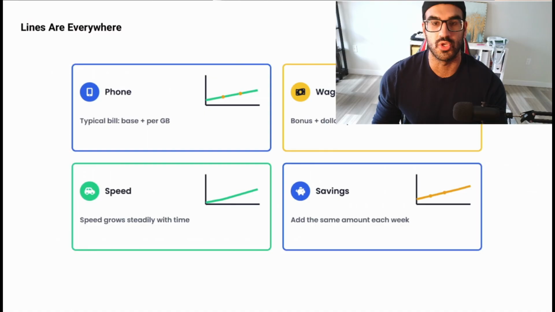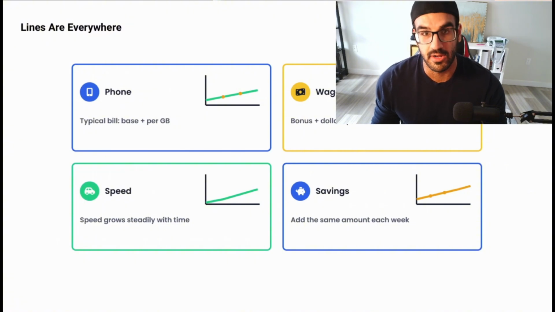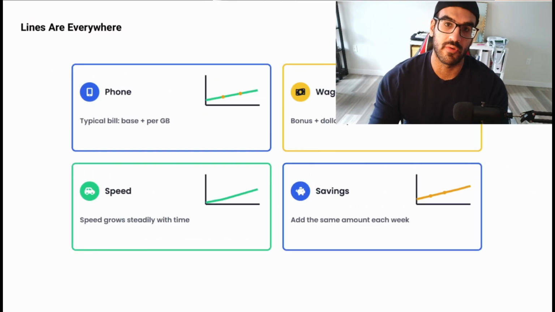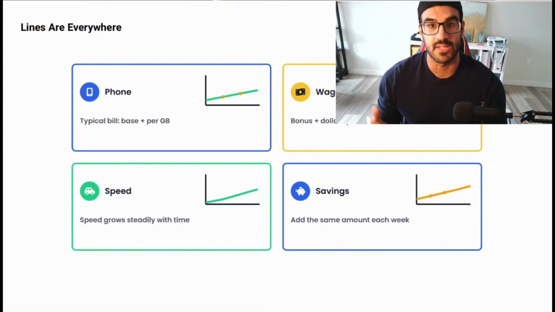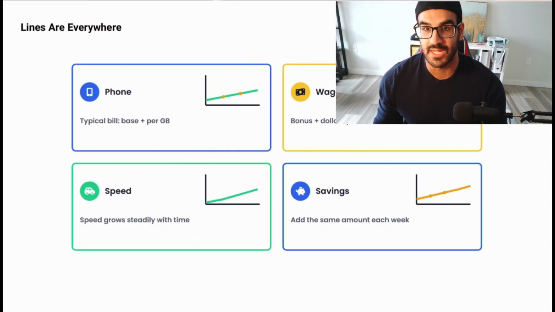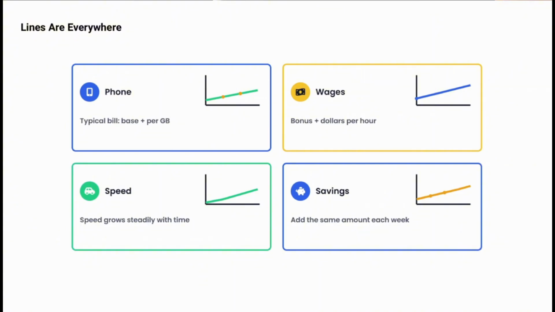As I just told you, we have different kinds of situations and conditions around us that follow a pattern. For instance, if we are talking about a phone bill, it would start with a constant amount of money that we have to pay each time, plus other charges that are completely based on our consumption, for example how much data we use. Another thing would be wages. It would start from a bonus, and after that we have dollars per hour.